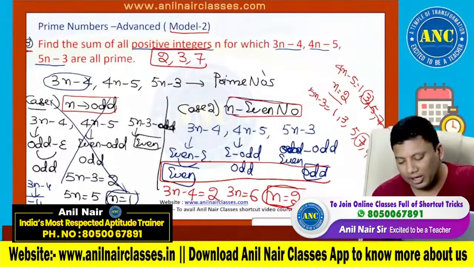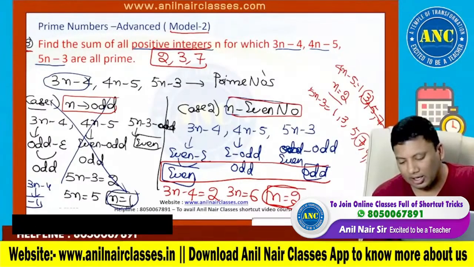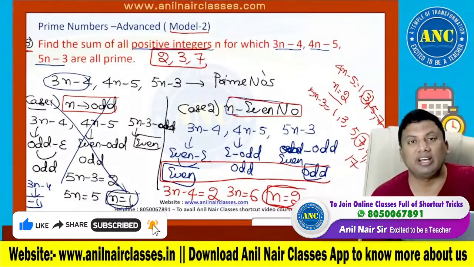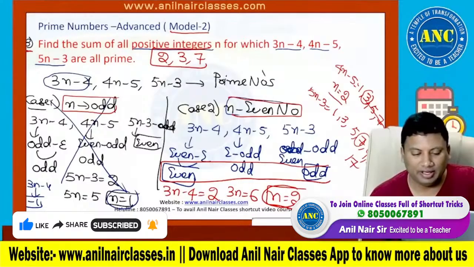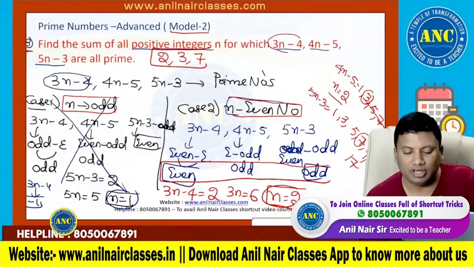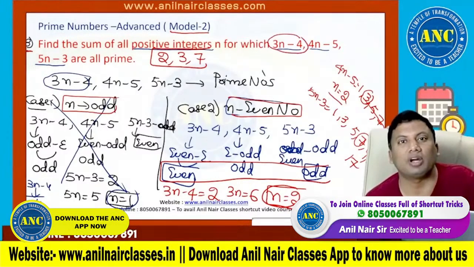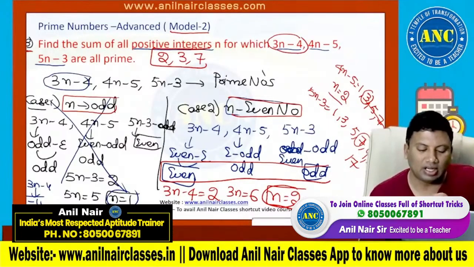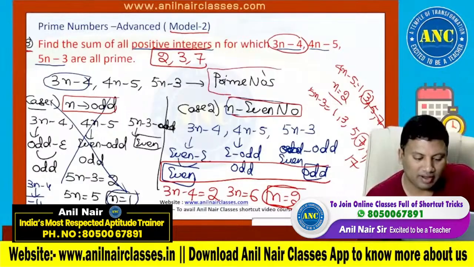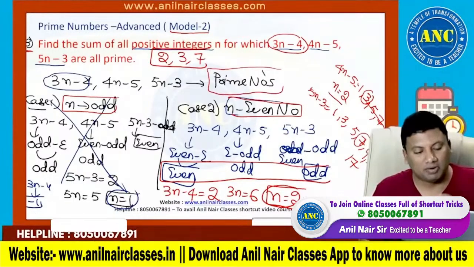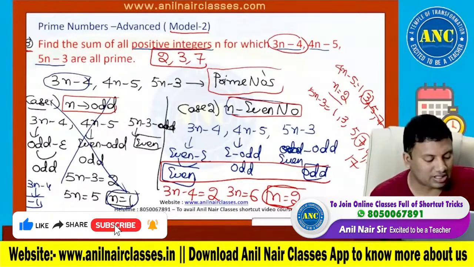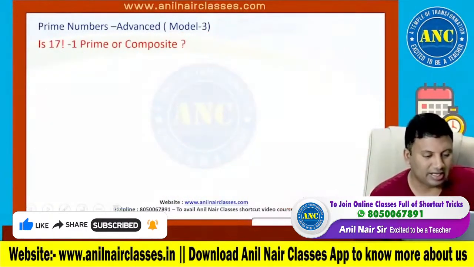Next one, you might get this doubt: 9, 11, 13, 15 and 17. 5n minus 3 is 17, n value 4. If n value is 4, 3 fours are 12, 12 minus 4 is 8. 8 is an even number, but it is not a prime number. All three values should be prime numbers. Very, very good, high quality questions we are going to discuss in the class. I hope the idea is clear.